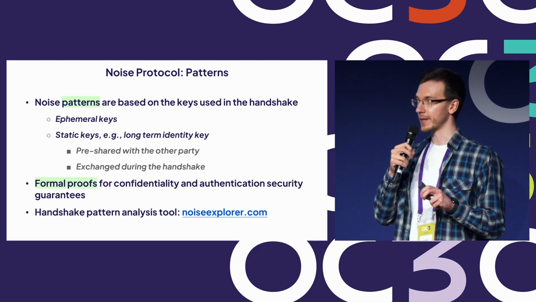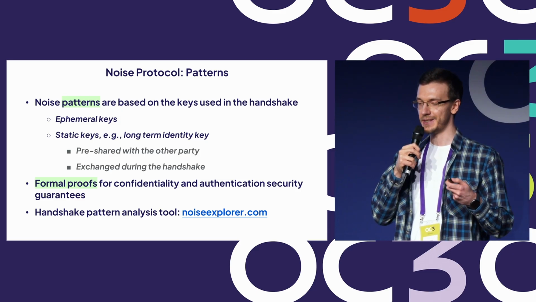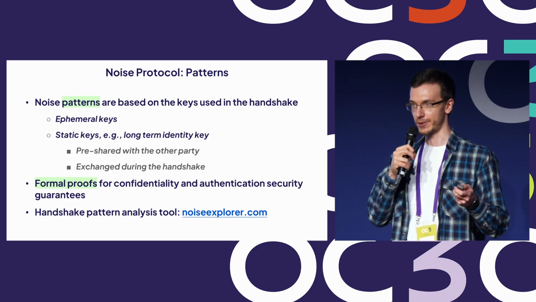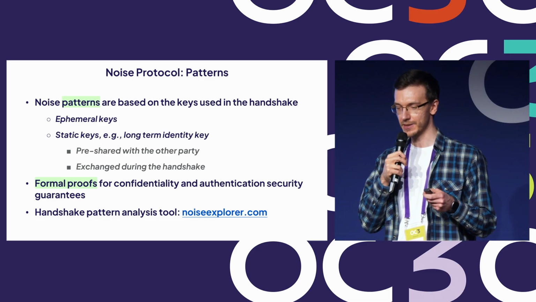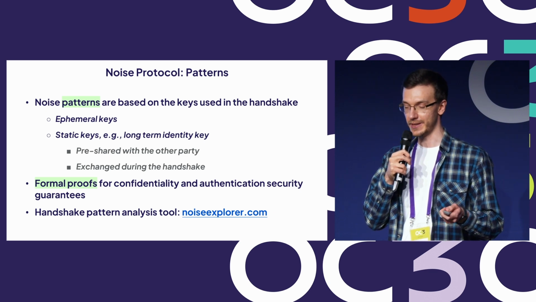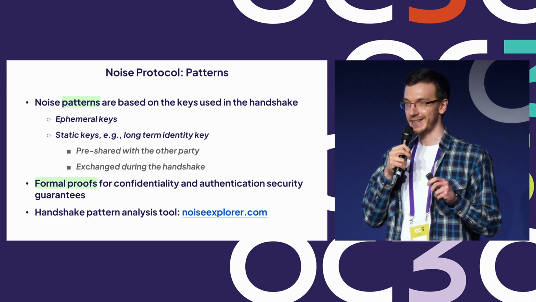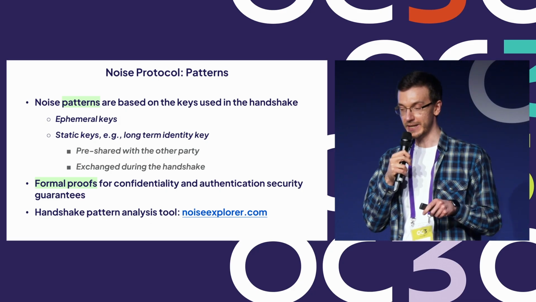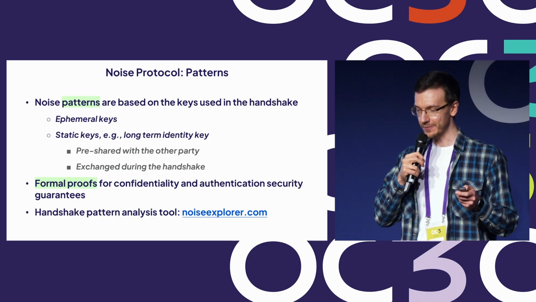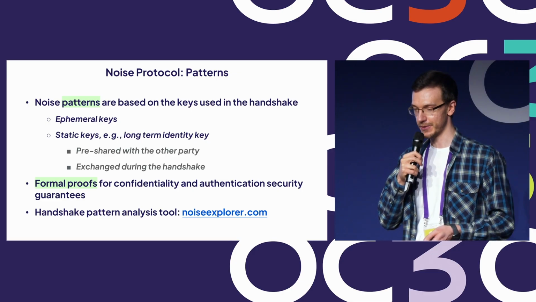So the way you can construct new crypto protocols with noise is by using patterns. And patterns define which keys are used by the protocol and in which exact order. And noise has two types of keys, ephemeral keys and static keys, which are long-term identity keys. And one of the nicest features of noise protocol is that it has formal proofs for confidentiality and authentication security guarantees for all of the patterns that it provides. And there is a very nice tool called Noise Explorer, which you can open and actually download those formal proofs.